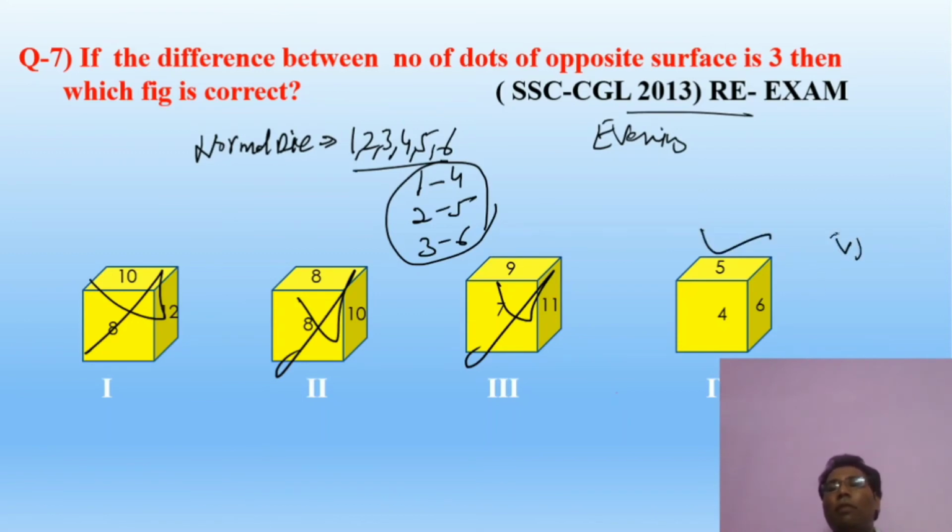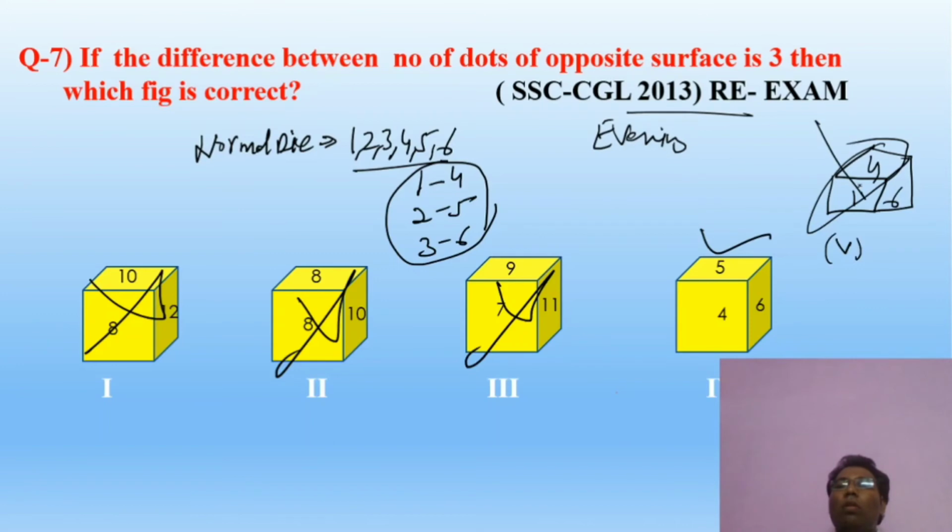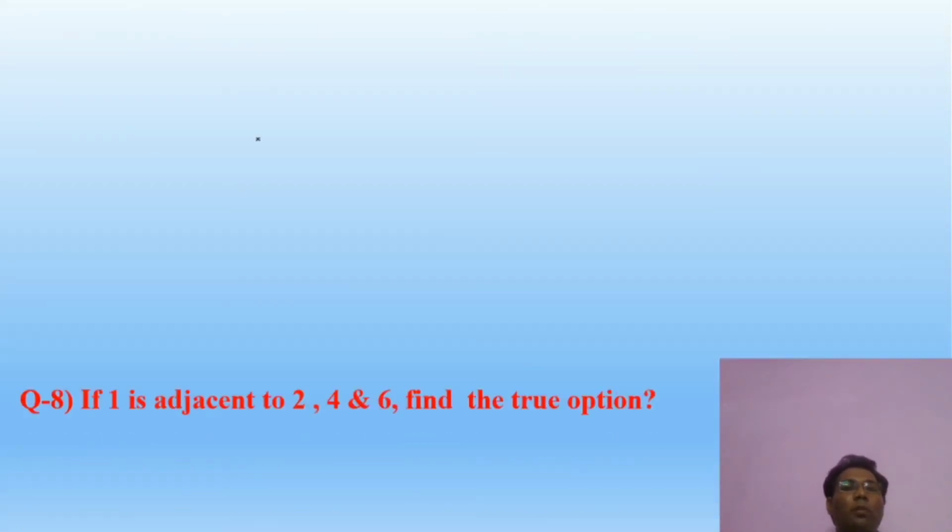But if a fifth option is there, now which is the correct one? So we get the solution, this one is wrong. Two opposite numbers can never be seen together. So the answer is the fourth one. Okay. Now we are moving to the 8th question.